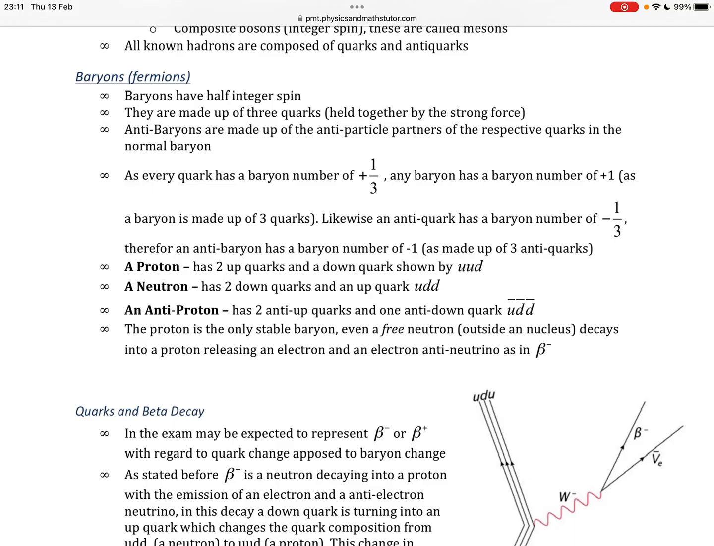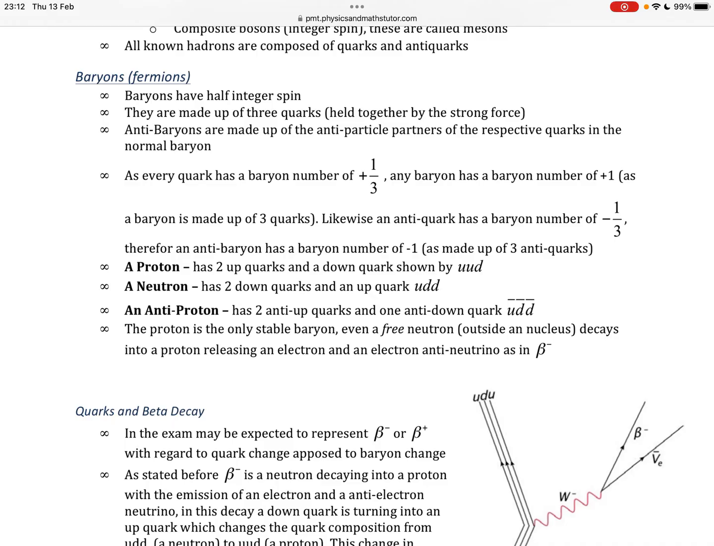A proton has 2 up quarks and a down quark, shown by UUD. A neutron shows UDD and has 2 down quarks and an up quark. The antiproton has 2 anti-up quarks and 1 anti-down quark, so it should be anti-U anti-U with one anti-D. Okay, the proton is the only stable baryon.